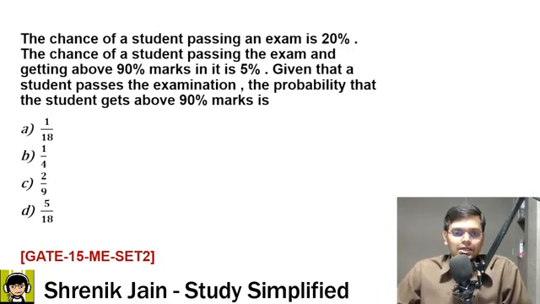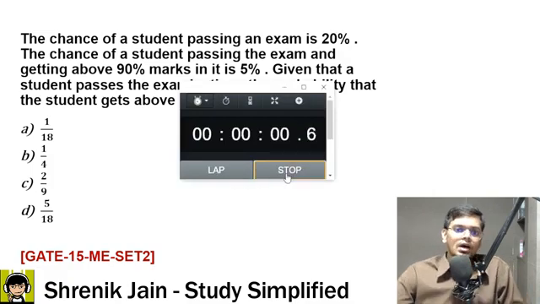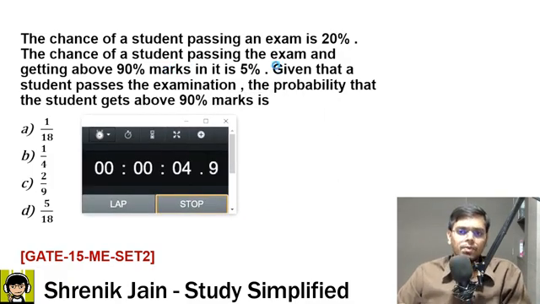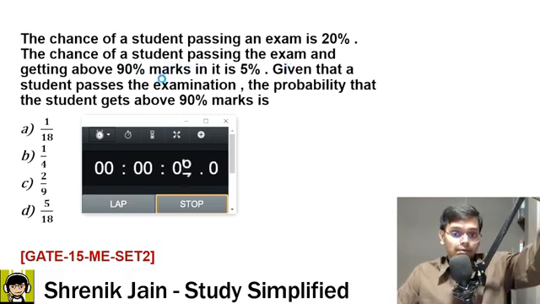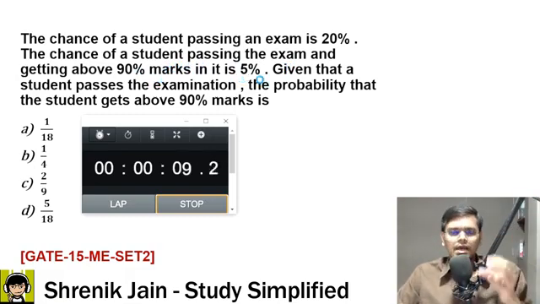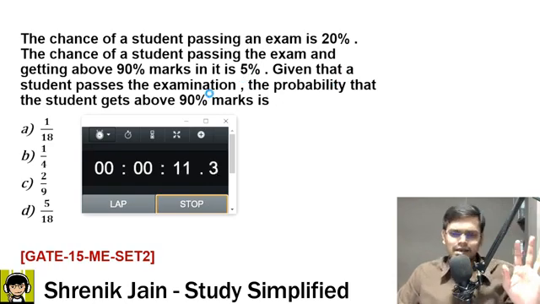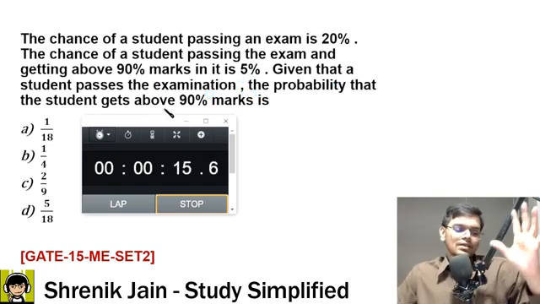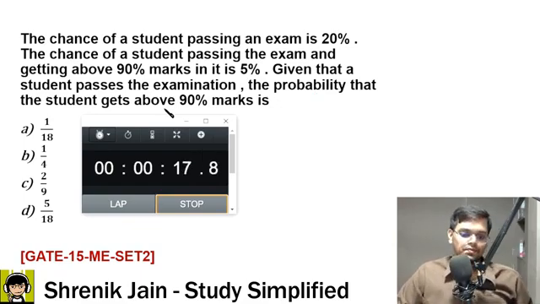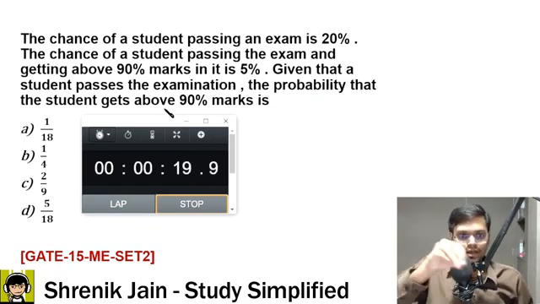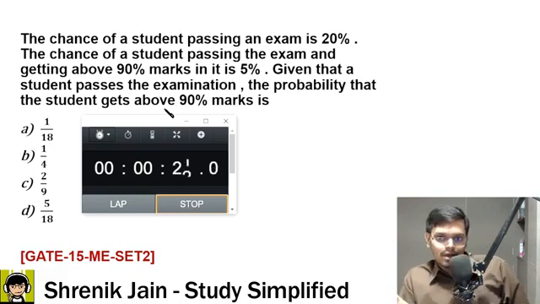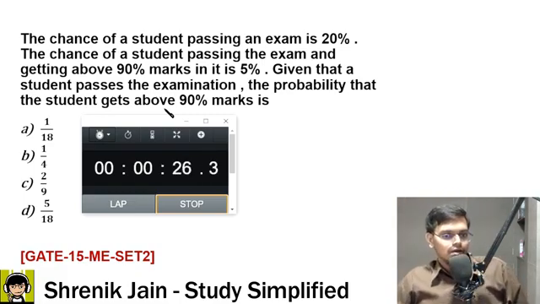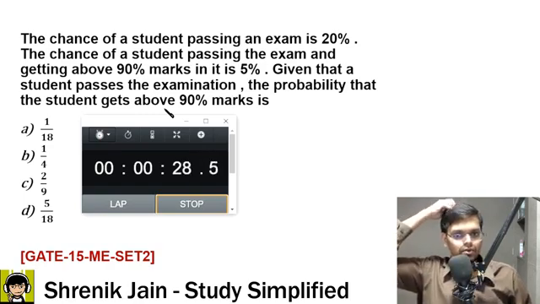2015 mechanical set 2. Try it out. The chance of a student passing an exam is 20%. The chance of a student passing the exam and getting above 90% marks in it is 5%. Given that a student passes the examination, now tell me the probability that the student gets above 90% marks. Sir, it's like given that this has happened, then this will happen. So it's kind of a condition. So conditional probability. Yes, yes, yes.